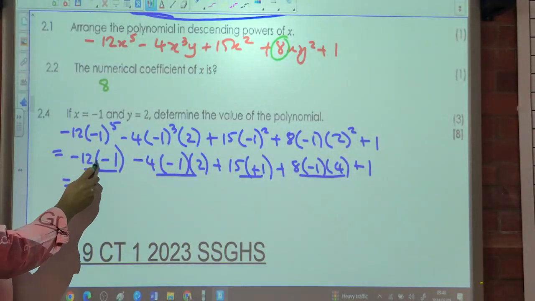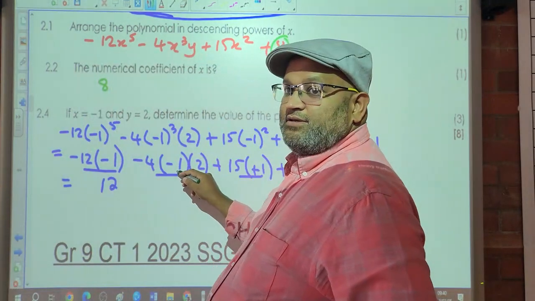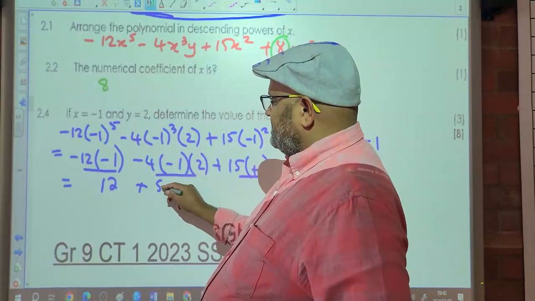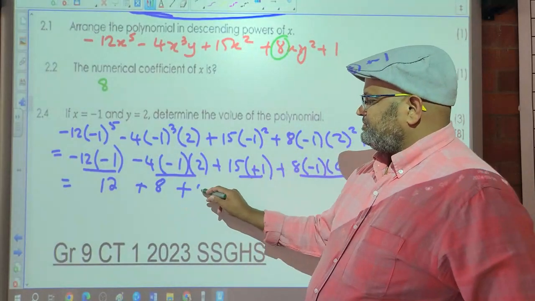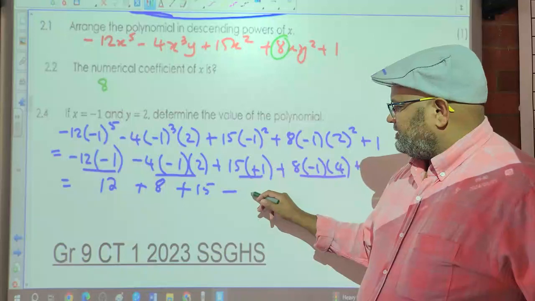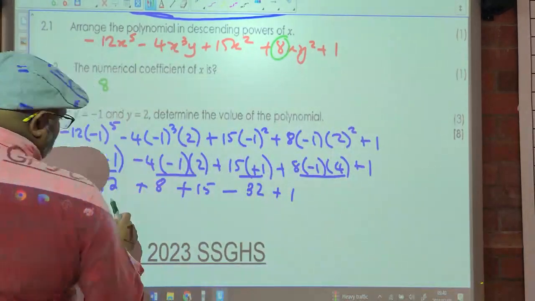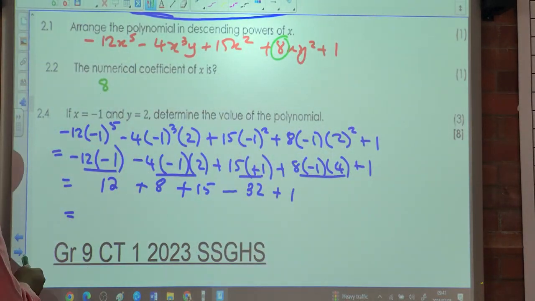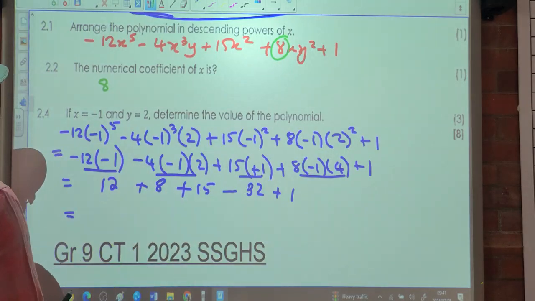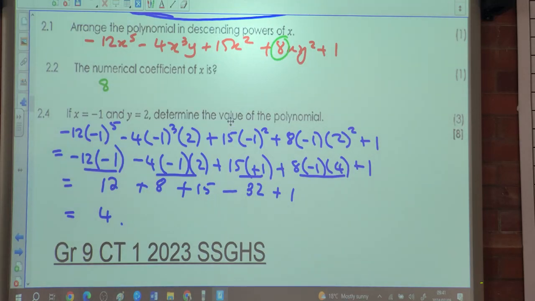Not so? So what's negative 12 times negative 1? Positive 12. Negative 4 times negative 1 times 2, 8. 15 times 1, 15. 8 times negative 1, negative 8 times 4, negative 32. Plus 1. What's 12 plus 8? 20 plus 15? 35. 35 minus 32? 3 plus 1? We got an answer of 4. Okay, just let me know if I'm going wrong. No? Any confusion thus far? No?